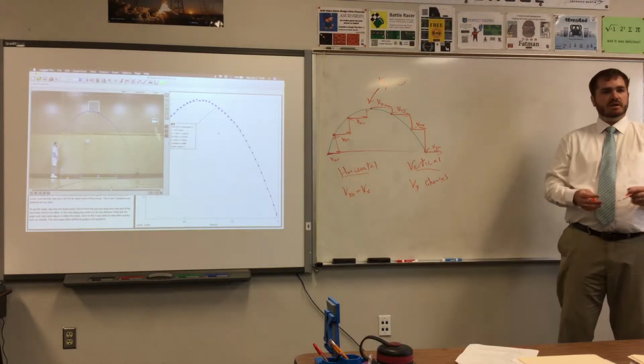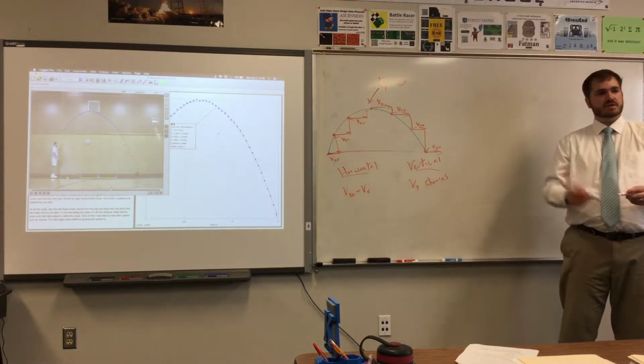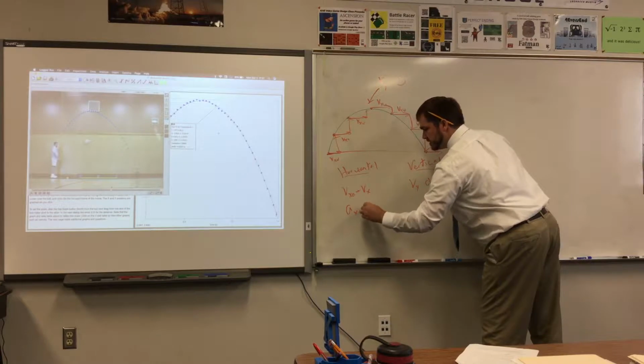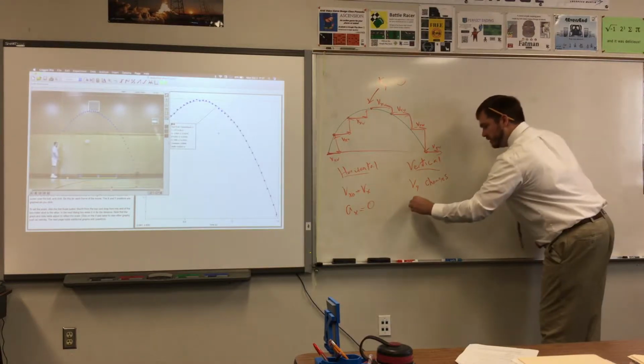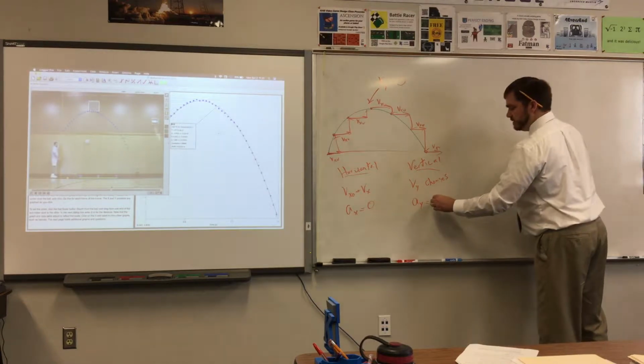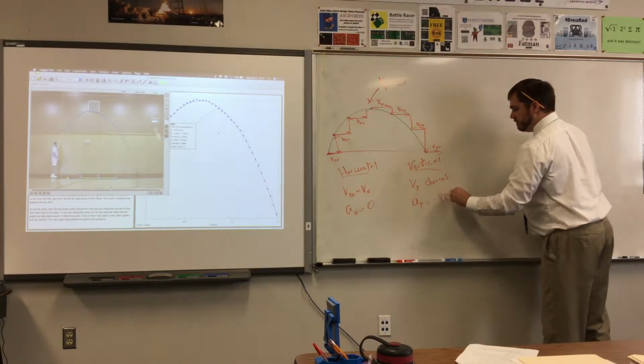What about acceleration? Is there any acceleration horizontally? No. Acceleration in the x direction? Nope. What about acceleration in the y direction? Yes. Negative 9.8. Negative 9.8 meters per second squared.